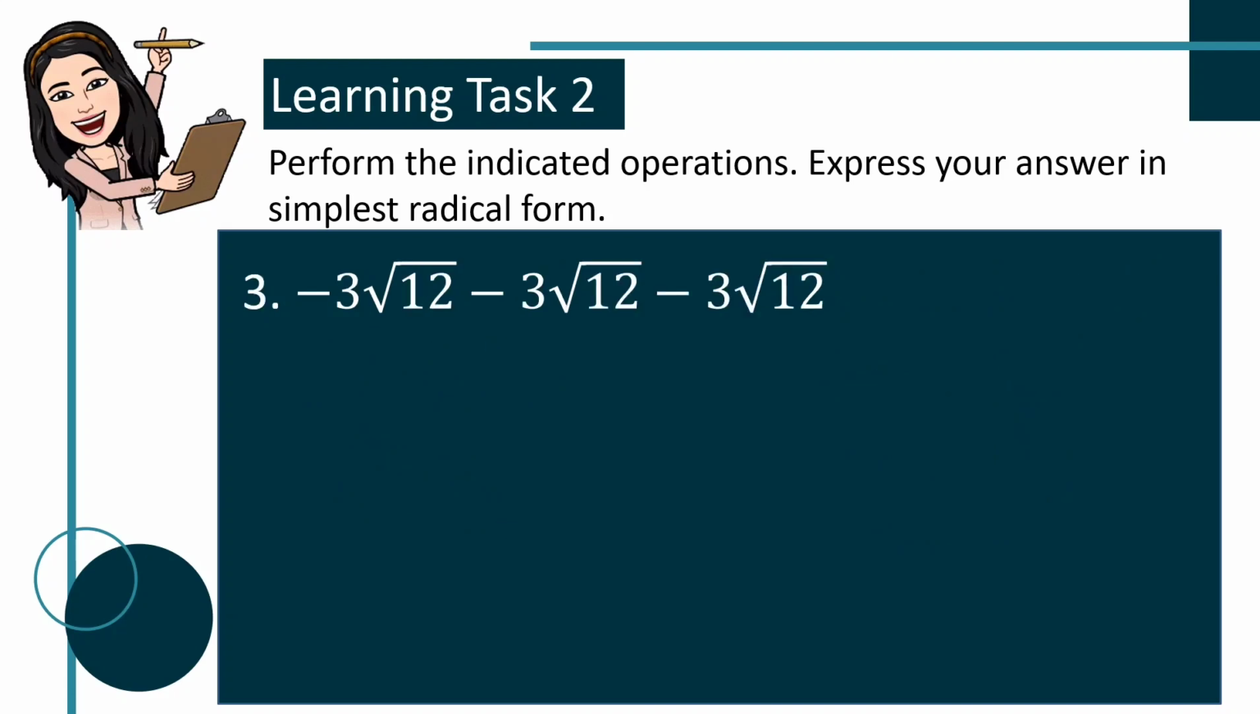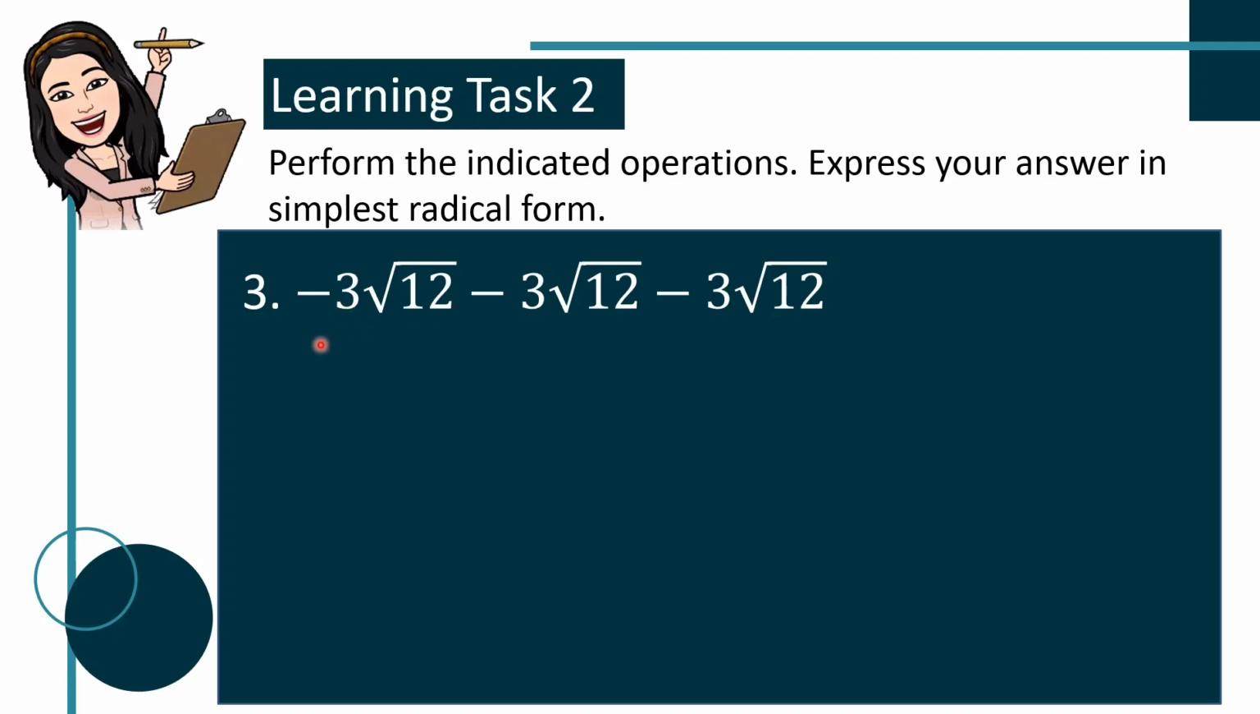So for the given number 3, we have negative 3 square root of 12 minus 3 square root of 12 minus 3 square root of 12. So meron tayong tatlong terms. Okay? So what are we going to do?